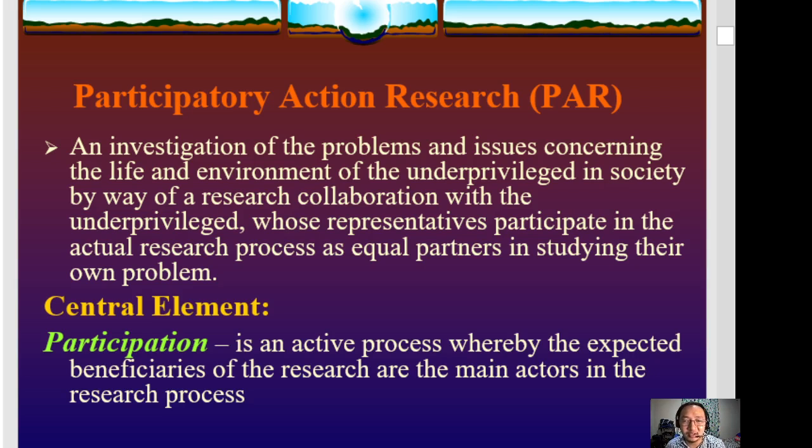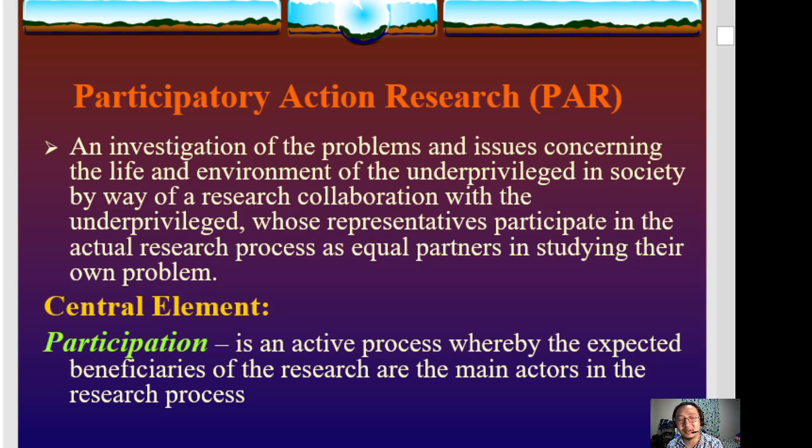The central element of this participatory action research is the word participation. Okay, the community people should participate as well as the institution. Okay, participation is an active process whereby the expected beneficiaries of the research are the main actors in the research process. Okay, even though I'm mentioning about the institution, it is emphasized here that the beneficiaries, meaning the community people, are the ones who are considered main actors.